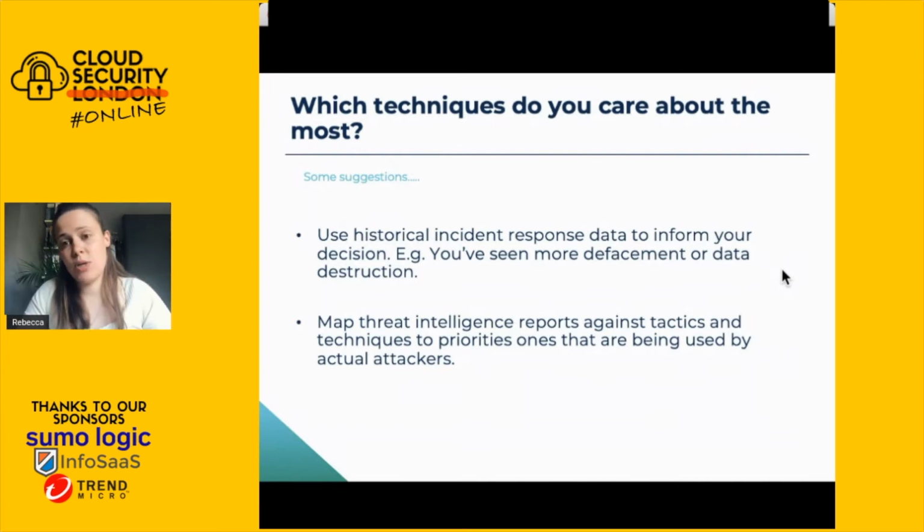And then a second one is you could take your threat intelligence reports and prioritize on the intelligence about attacks that are actually happening. And again, that comes back to your credibility. If you pick the ones that are actually happening and you've got real threat intelligence about those, then you definitely want to prioritize those ones.